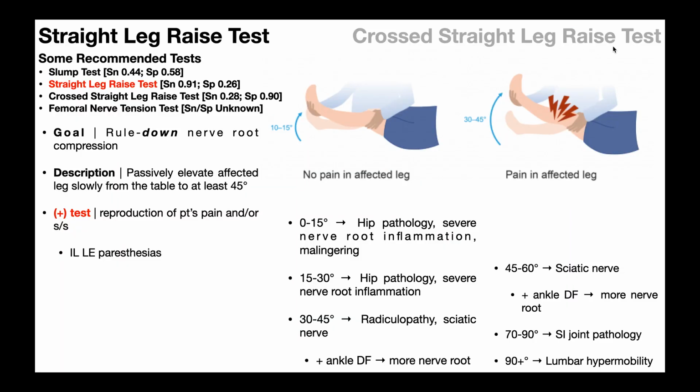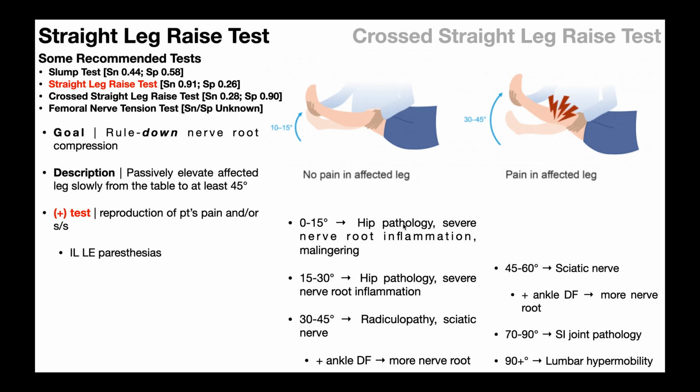Before we go to the cross straight leg raise test, let's look at these angles down here and see what it means if a patient experiences pain within these ranges. But we need to keep in mind that for the straight leg raise test, a positive test has to be ipsilateral lower extremity paresthesias, any of those three paresthesias. Now, if we start doing the straight leg raise test and the patient experiences pain between 0 and 15 degrees, it usually means one of three things.